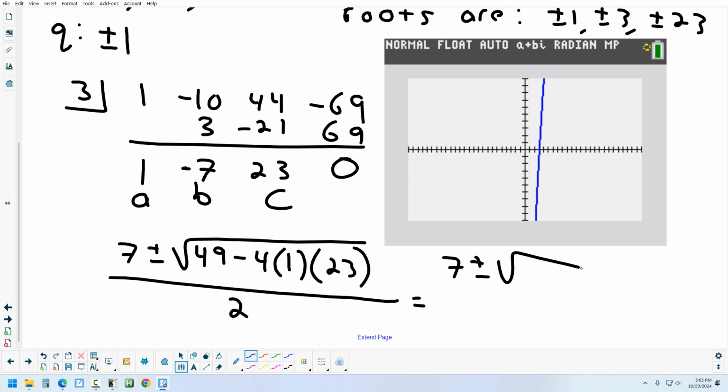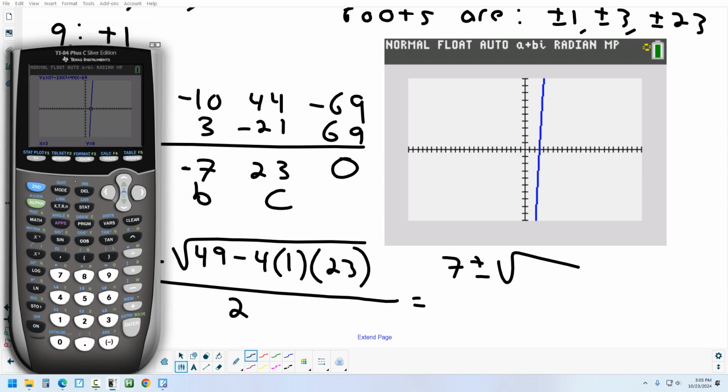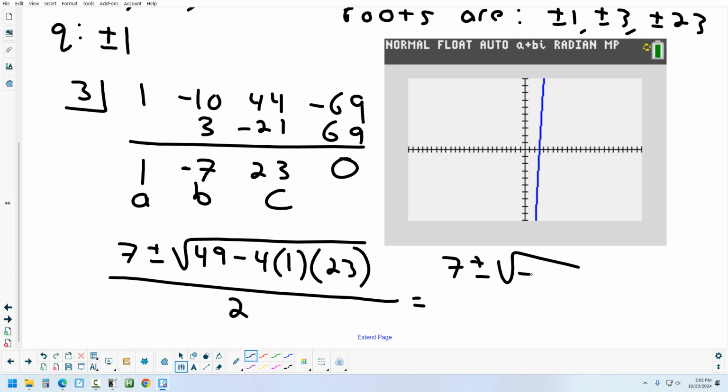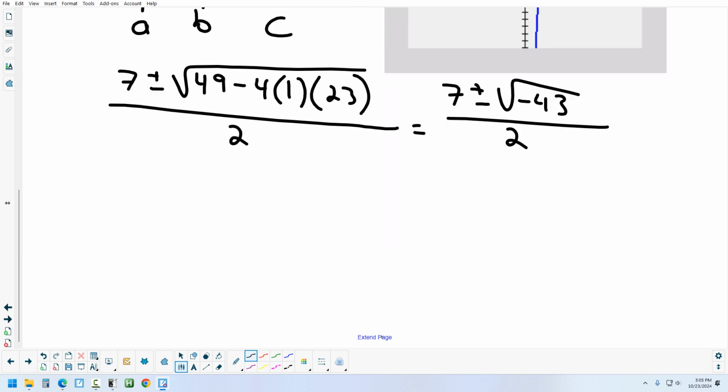Well, that's going to be 80, no, 90, no, sorry. Negative 82. No, negative 92. 92. Okay, yep. So that gives us negative 43 divided by 2. And when we simplify that, we have to take that negative out of the square root. So how do we write the square root of negative 43?